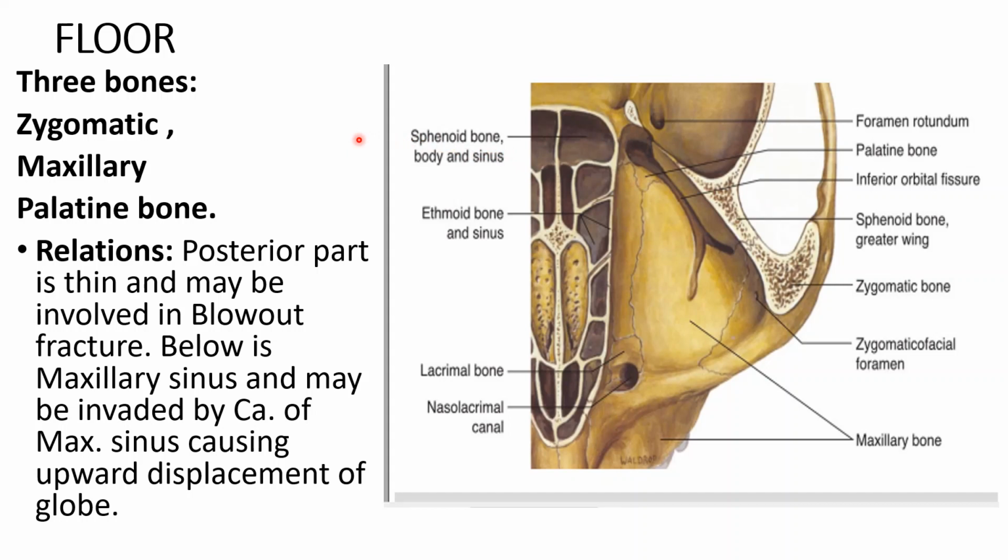The floor is made by three bones: zygomatic, maxillary, and palatine bone. The maxillary bone here, the palatine bone here, and the zygomatic bone here. The relations are that the posterior part is thin and can be involved in the blowout fracture. Below is the maxillary sinus, which may be invaded by the carcinoma of the maxillary sinus, causing upward displacement of the globe.